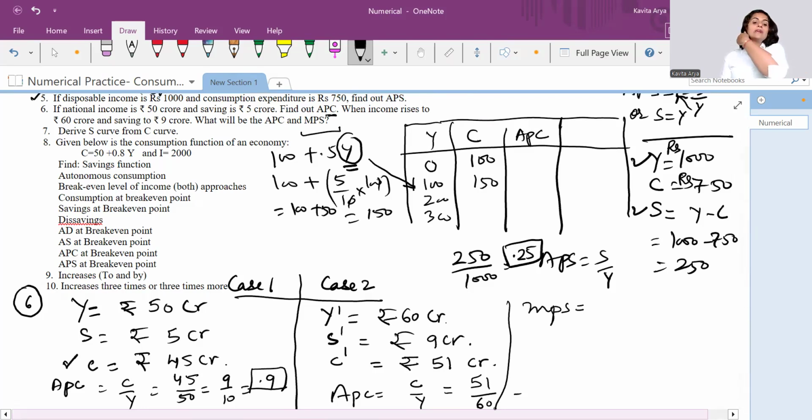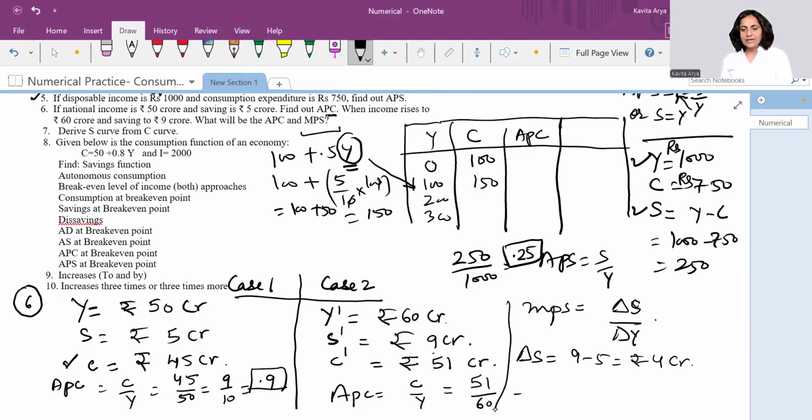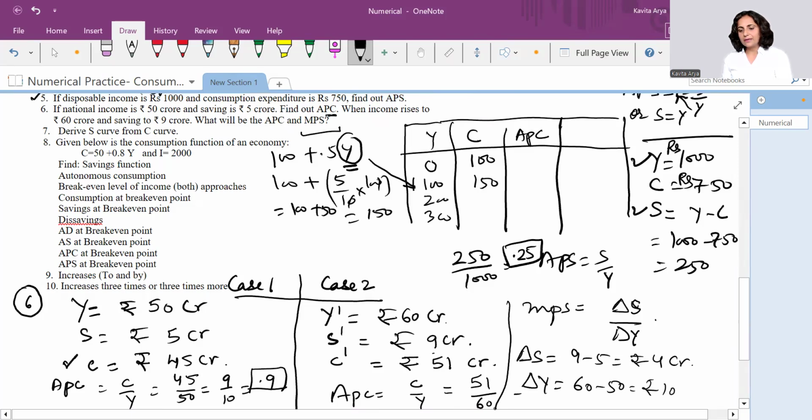So when we say change, we are to find delta S by delta Y. What is delta S in this case? What's the final value of S? That is 9 crores. What's the initial value of S? That is 5 crores. So the change is 9 minus 5, which gets you rupees 4 crore as delta S. And for delta Y, the final value is 60 and the initial value was 50, so 60 minus 50 gets you rupees 10 crores.